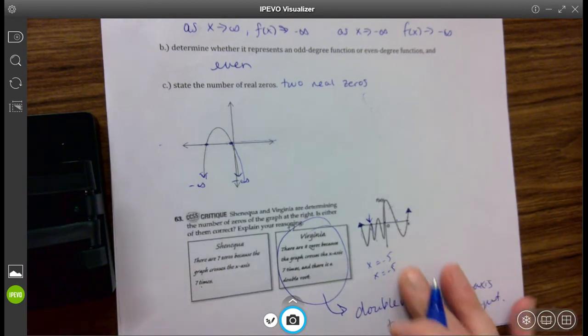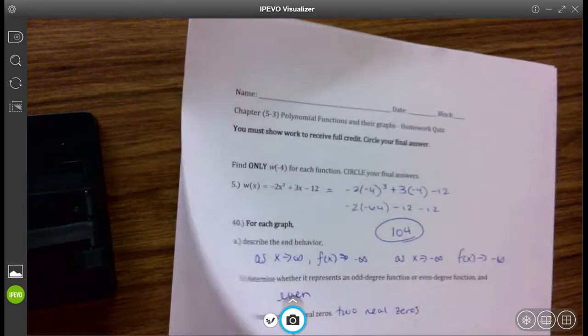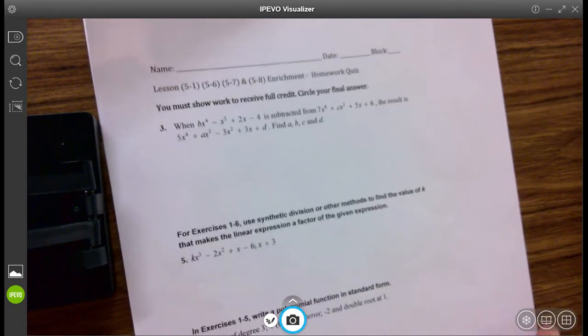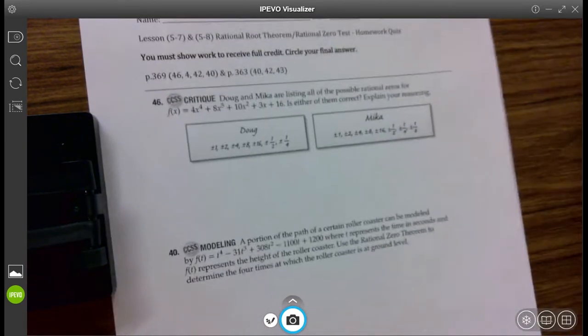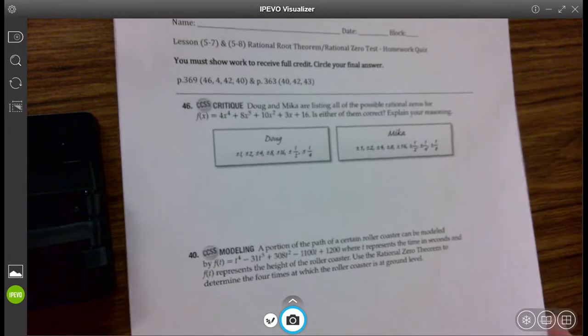Okay, so that's the 5-3 quiz. Now let's talk about the other quiz. 4th block, we did it in class. 3rd block, you were to take it home. This is everything we've done. This isn't a new lesson, but it's just reiterating the rational root theorem, okay?